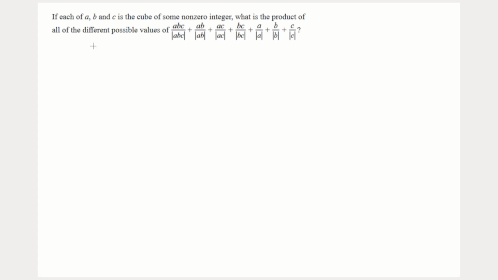Alright, so we're told that they're the cube of some non-zero integer, and then for each of these fractions we're essentially comparing the absolute value to the actual value. So that's going to be either a positive 1 or a negative 1. And this is non-zero because you can't divide by 0. So cubes can be both positive and negative. So really what we're trying to figure out is how to solve it.